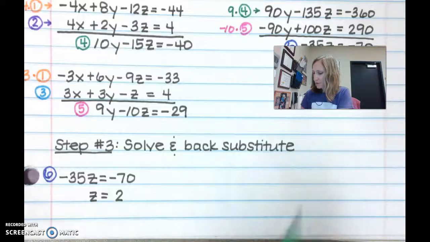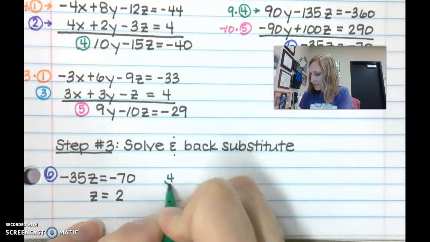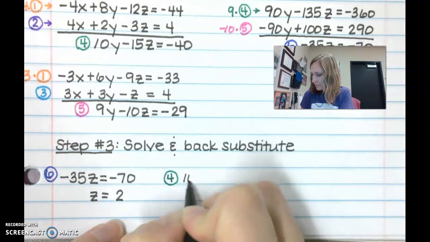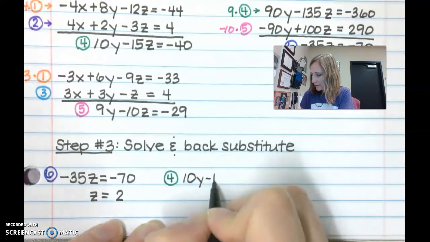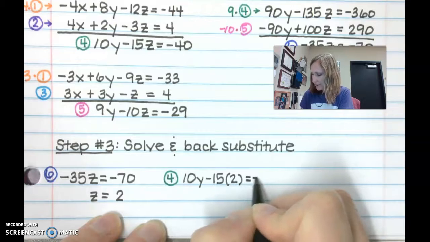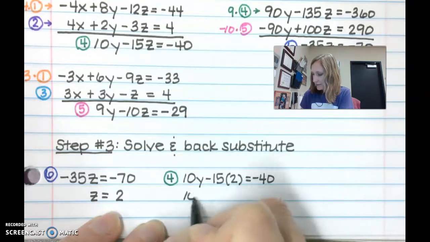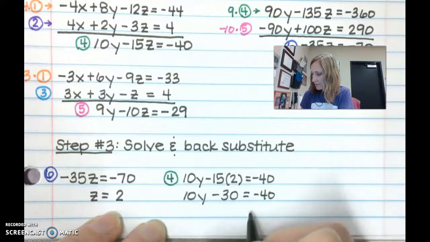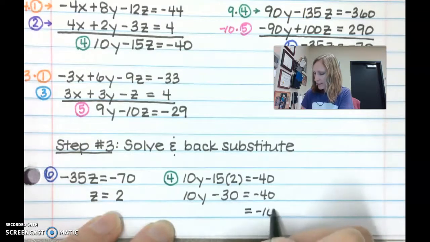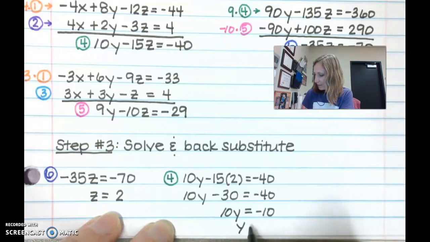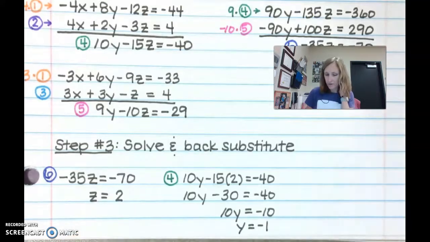So I'm going to substitute then into equation number 4, which was 10y minus 15z, and I now know that z is 2, is equal to negative 40. And so if I solve this equation, add 30 gives me negative 10. So if 10y equals negative 10, then y must be negative 1. And I'm going to continue to back substitute to find the value of my last variable.